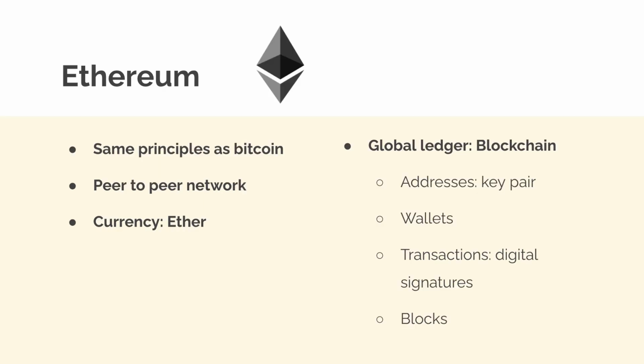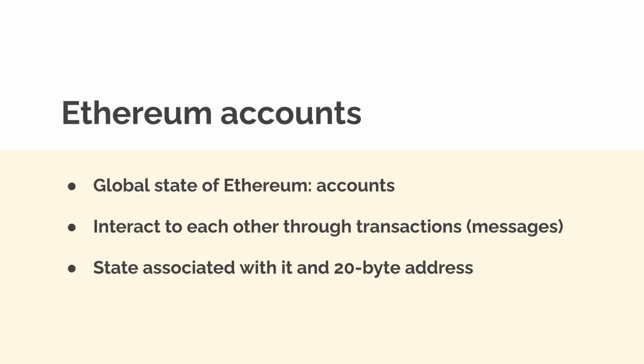For Ethereum, we have the same principles as Bitcoin. We have a peer-to-peer network where the currency is not Bitcoin, it is Ether. The global ledger is known as the blockchain, and the blockchain has addresses as well as wallets, transactions, and blocks. Ethereum accounts refer to the global state of Ethereum. These accounts interact with each other through transactions or messages. So you can have an account and collect Ether via that account. Each account has a state associated with it and a 20-byte address, which is the account address.